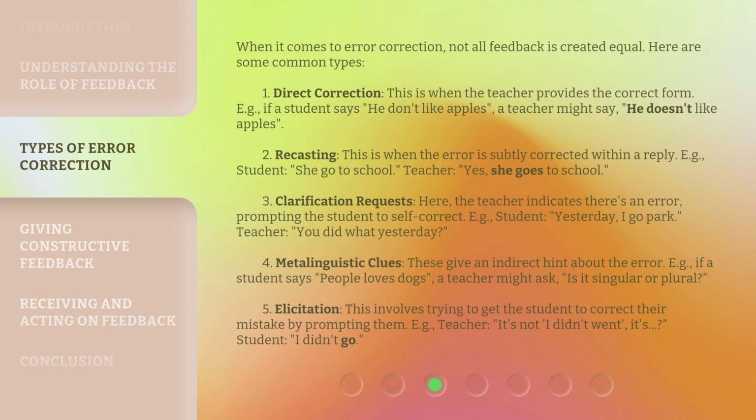4. Metalinguistic clues. These give an indirect hint about the error. E.g., if a student says, "People loves dogs," a teacher might ask, "Is it singular or plural?" 5. Elicitation. This involves trying to get the student to correct their mistake by prompting them. E.g., teacher, "It's not, I didn't went, it's." Student, "I didn't go."